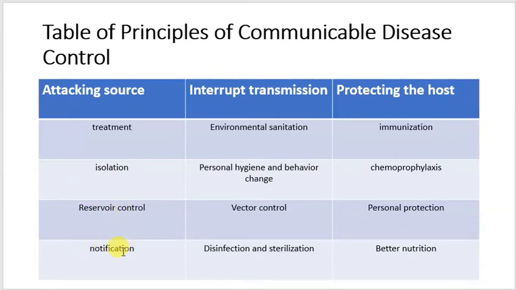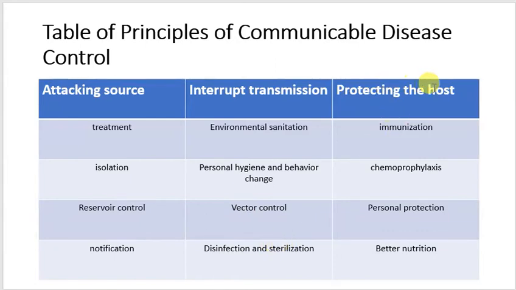Notification is that you give the information that I have a person with this disease who has a high risk of transmitting that disease to another person, so that person can be kept alone. On interrupting the transmission, we have environmental sanitation. That means you clean the environment so that another person getting in contact with that environment is not in contact with the bacteria. Then we have personal hygiene, we have vector control, we have sterilization.